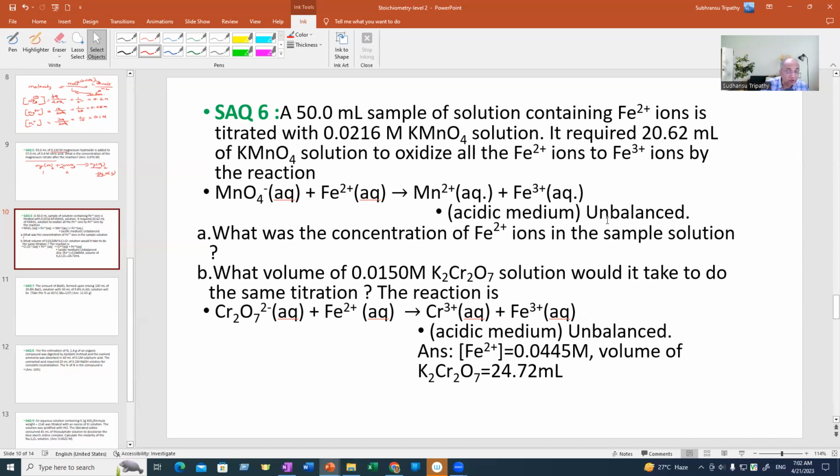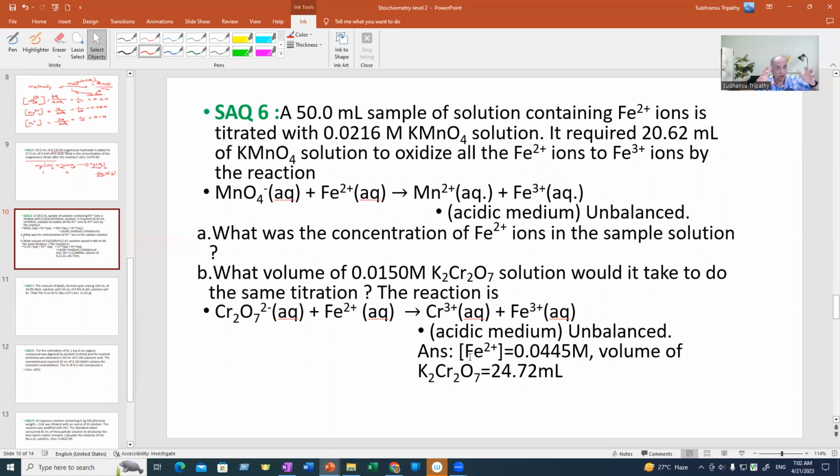What was the concentration of ferrous ion in the original sample? Part A is asking: what volume of 0.015 M potassium dichromate as a new titration solution would it take to do the same titration? The reaction this time is dichromate and ferrous giving chromium 3 plus and ferric ion in acidic medium, unbalanced. The answer for the original ferrous ion is this, and the volume of the second titration is 24.72.